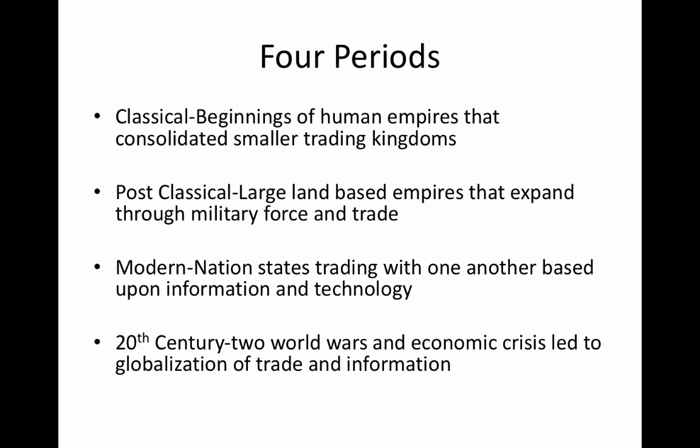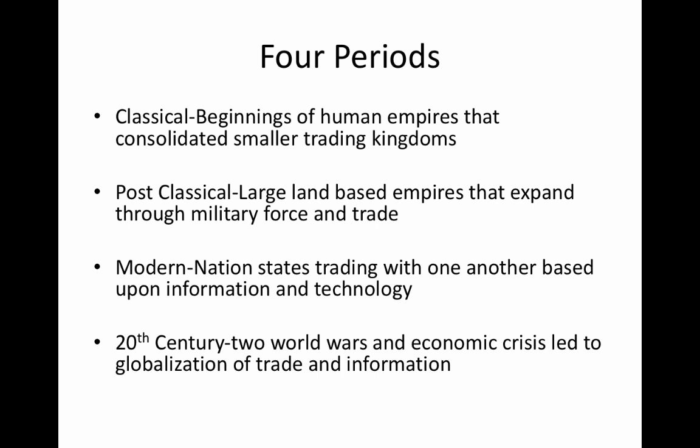So the four big periods in AP World History are classical, post-classical, modern nation states, and the 20th century. The classical is the beginnings of human empires in which people settle down and begin creating small city-states and trading kingdoms that eventually consolidate into much larger human empires. The post-classical age are large land-based empires that expand outwards through military force and trade.